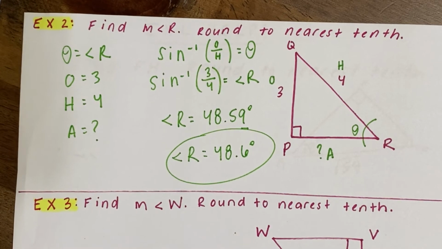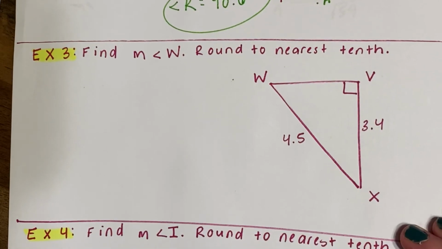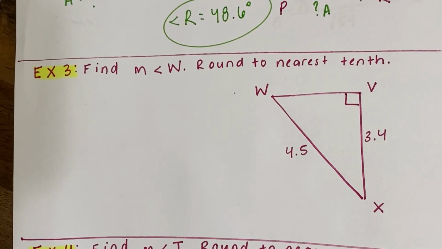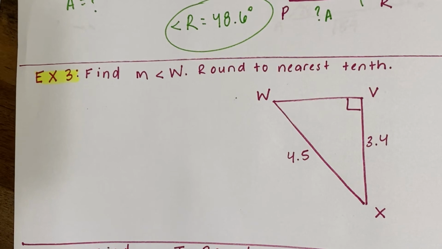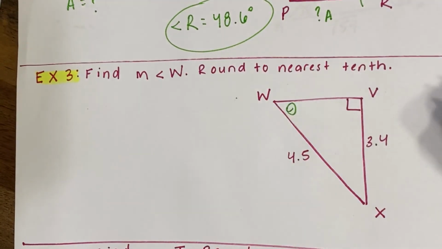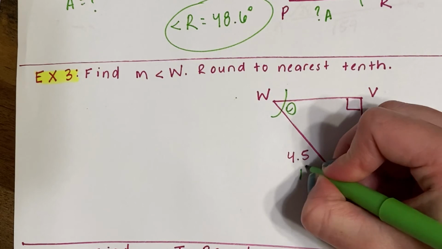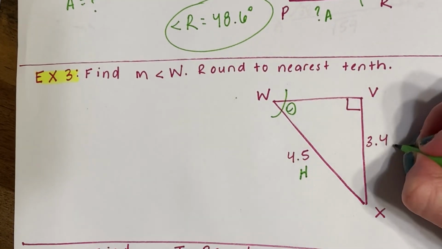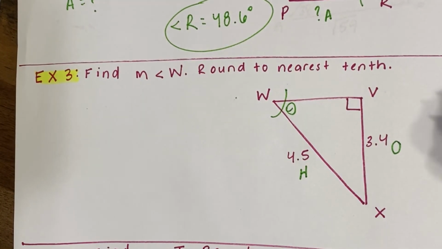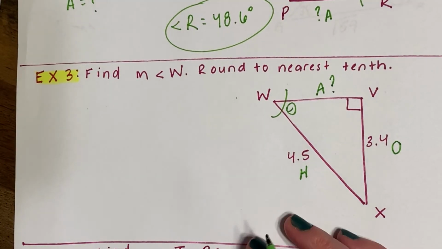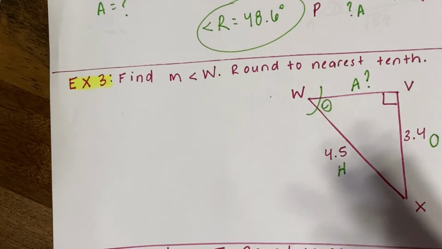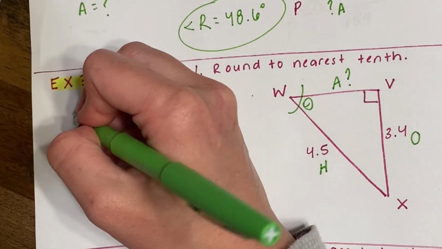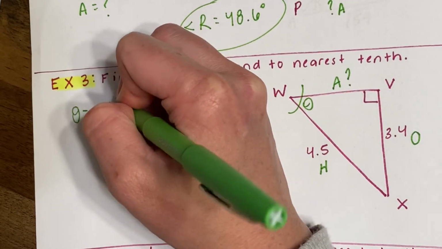All right, so let's look at this last example. Actually, we've got one more after this. All right, so in this example, we are solving for the measurement of angle W, and we are asked to round to the nearest tenth again. So our theta will be here. The hypotenuse is 4.5. And then my opposite side is 3.4. We don't know the adjacent length, okay? So again, label first and then choose your trig ratio that works for this equation next.